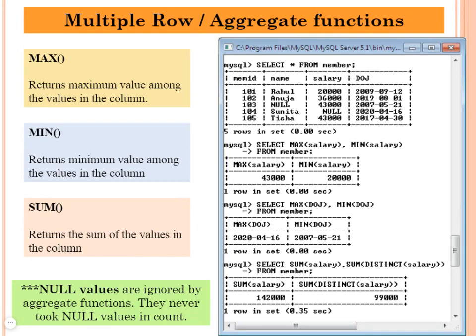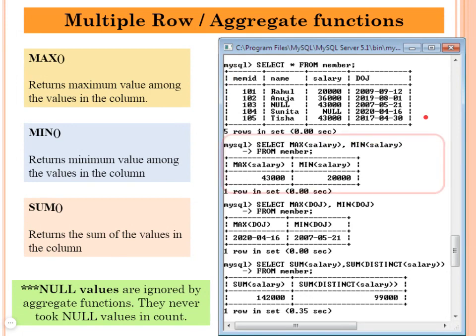It is used to determine the highest value of all selected values of a column. Second is min function. It is used to determine the lowest value of all the selected values of a column. Let's see the example. So I have taken a table member here. Select star from member shows all the 5 records present in the table.